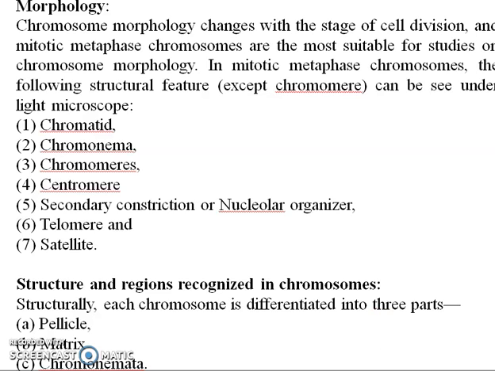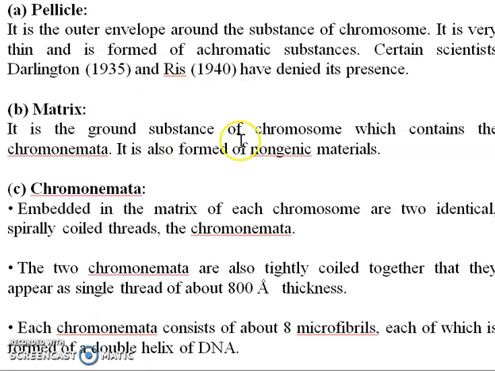What is meant by pellicle? It is the outer envelope around the substance of the chromosome. It is very thin and is formed of achromatic substance. Certain scientists, such as Darlington and others, have denied its presence, saying there is no such substance. Other scientists accept that the chromosome has an outer envelope. That is about the pellicle; once you see the structure, you can see what the pellicle is.